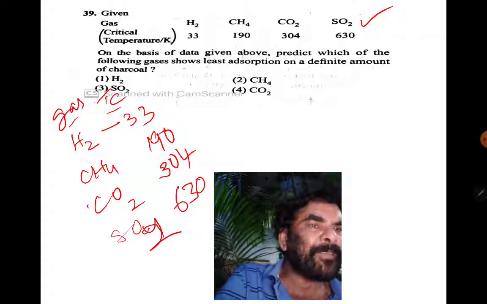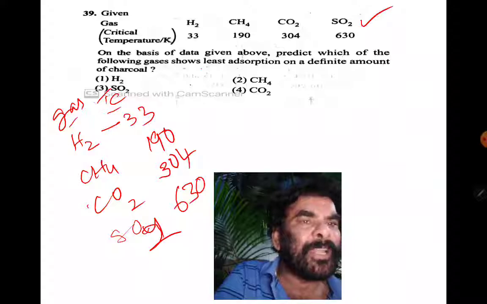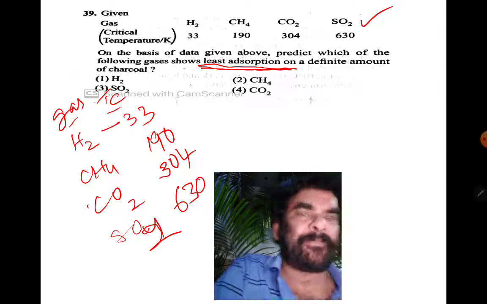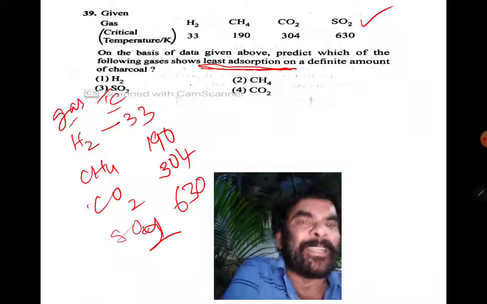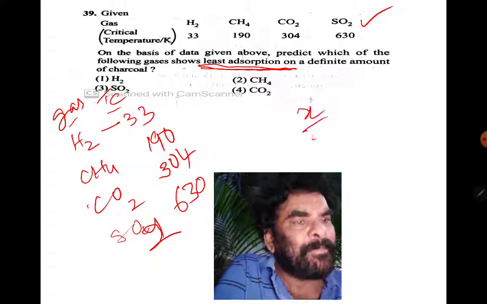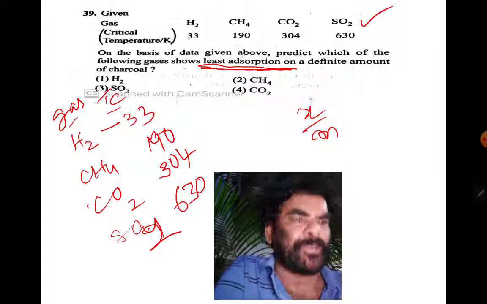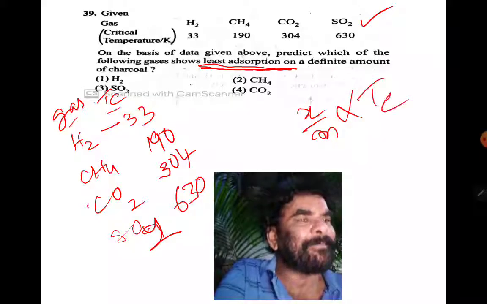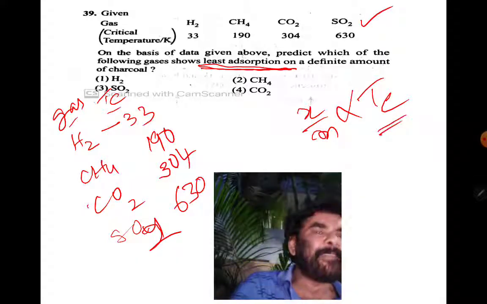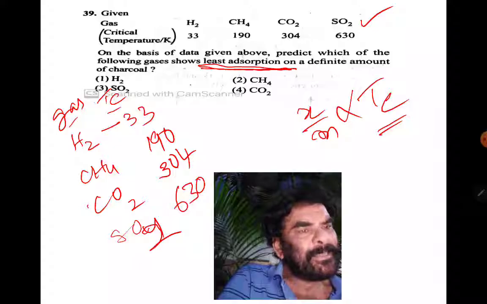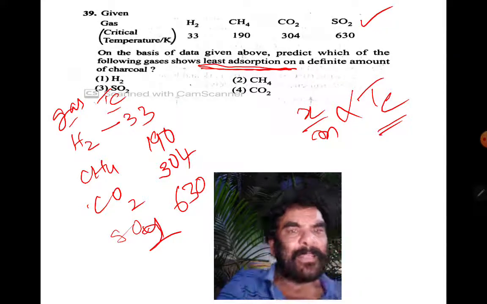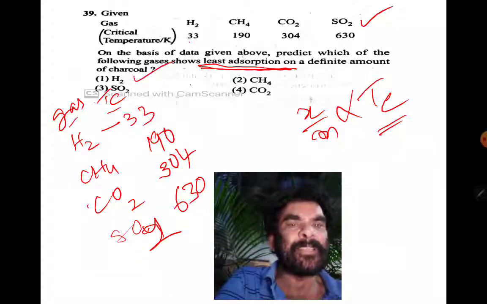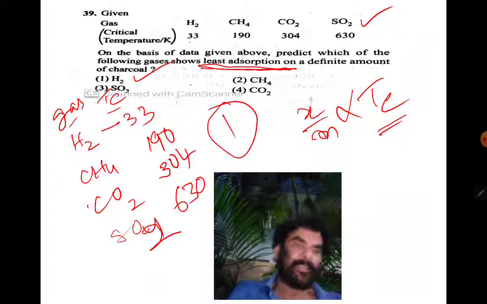See, what is the rule? On the basis of the data given above, predict which of the following gases shows the least adsorption. Remember, not highest, lowest adsorption. Which has the adsorption ability less? So x by m, the extent of adsorption, is directly proportional to TC. So lesser the TC, lesser the x by m. Now among these, hydrogen has the lowest TC, so the extent of adsorption is less. So 1 is correct, right?